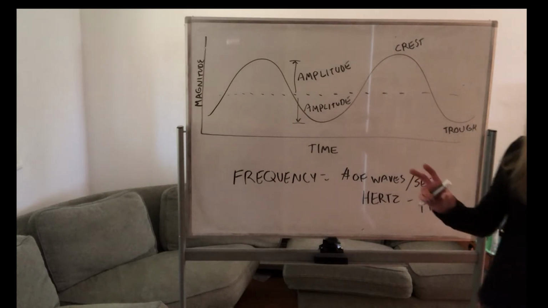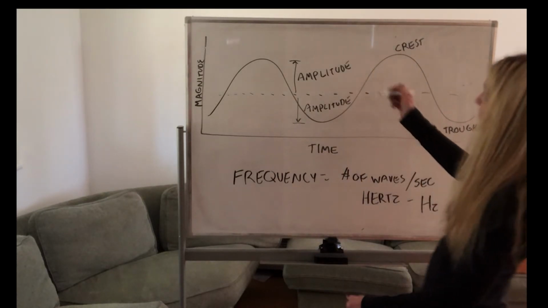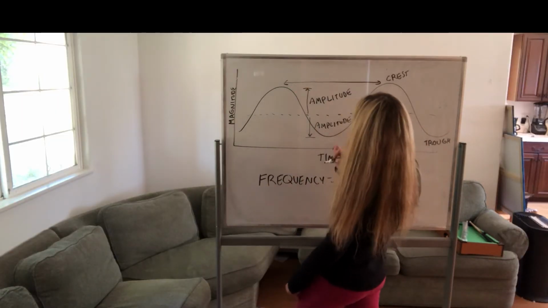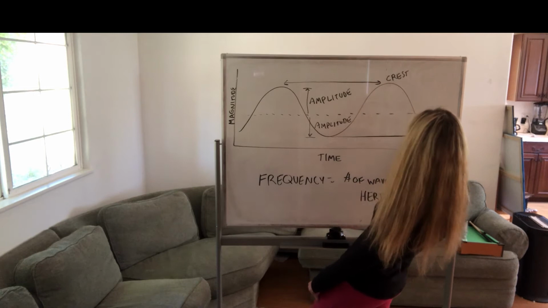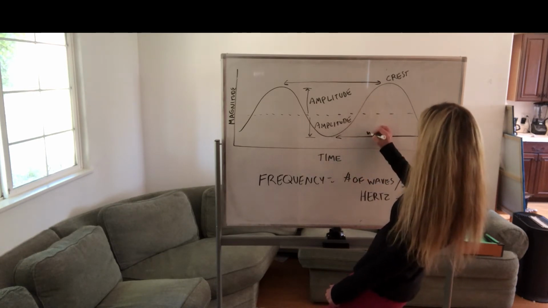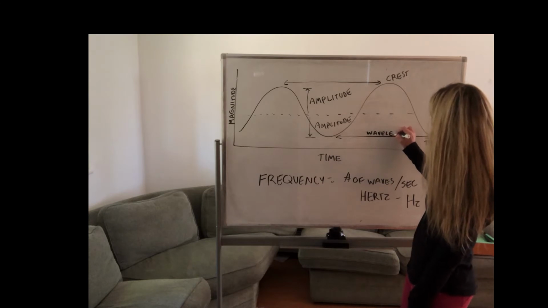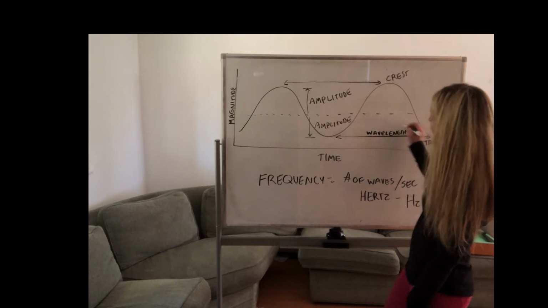The wavelength is the distance from the crest to the crest, or the distance from the trough to the trough. So this is wavelength. And this is wavelength.